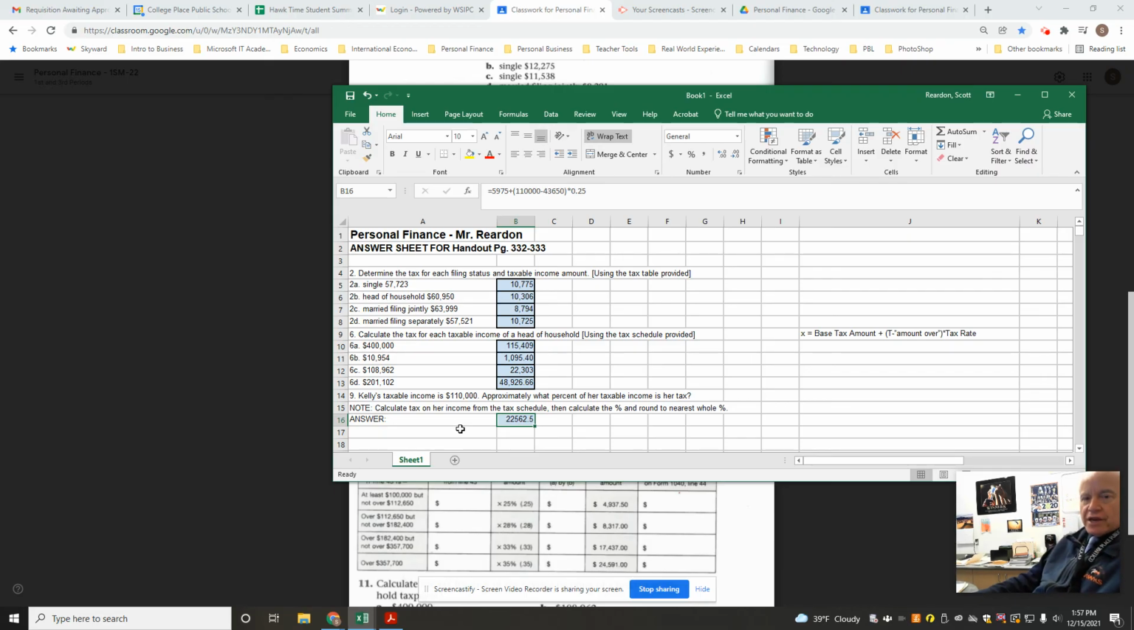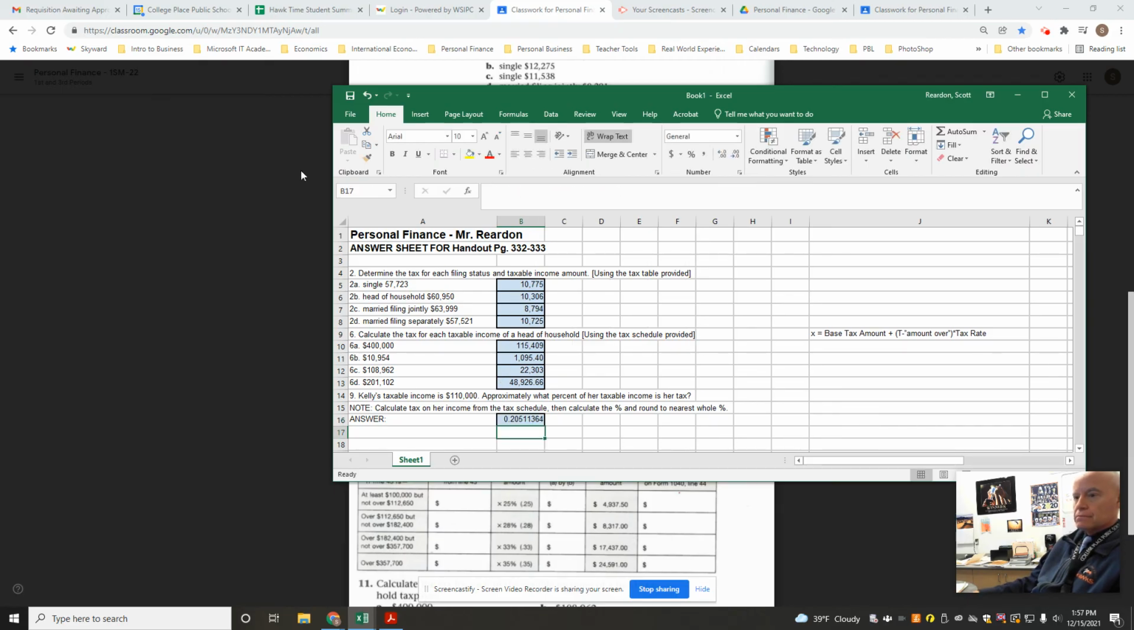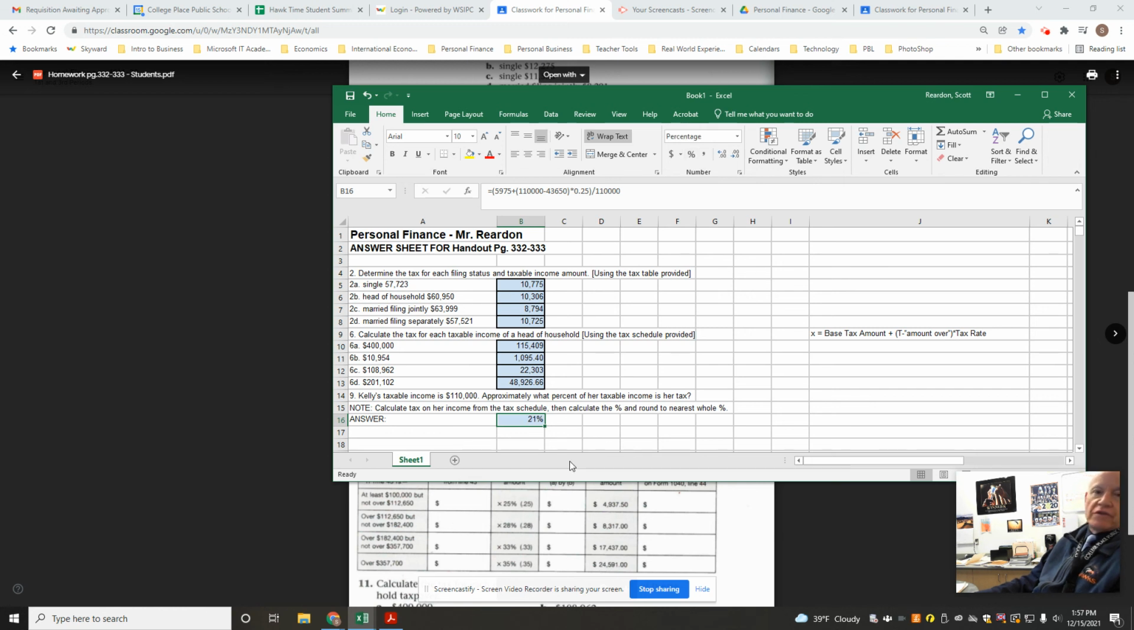I'm trying to calculate the nearest percentage of my overall tax rate. What I need to do is put this whole calculation in parentheses, which comes to 22,562, and divide by my taxable income of 110,000. Then I change that to a percentage and it comes out to 21%. So my tax bracket was 25%, but overall I'm paying tax on my income at 21%.